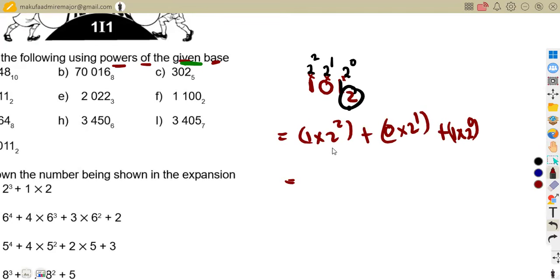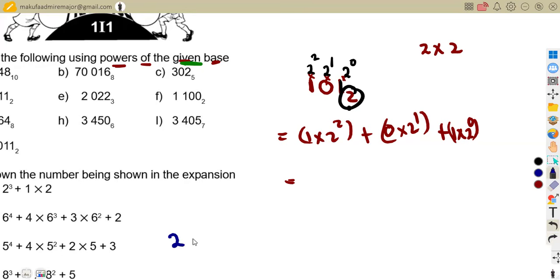Going back to exponents, 2 to the power of 2 means 2 multiplied by 2, that is 2 times 2. So 2 times 2, that is what? 4. Then 4 we multiply by 1. So never make a mistake here.